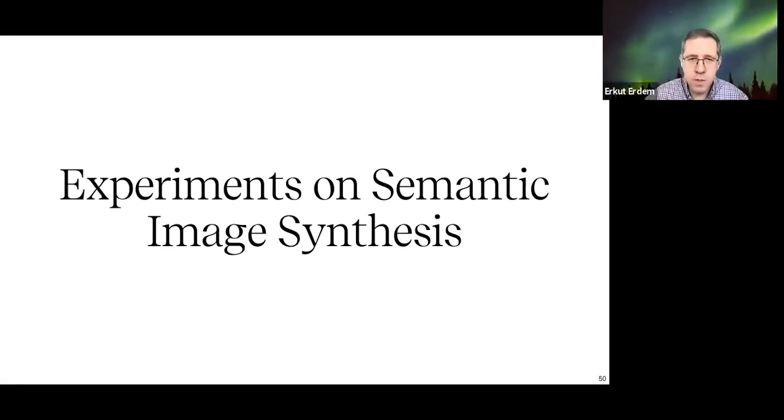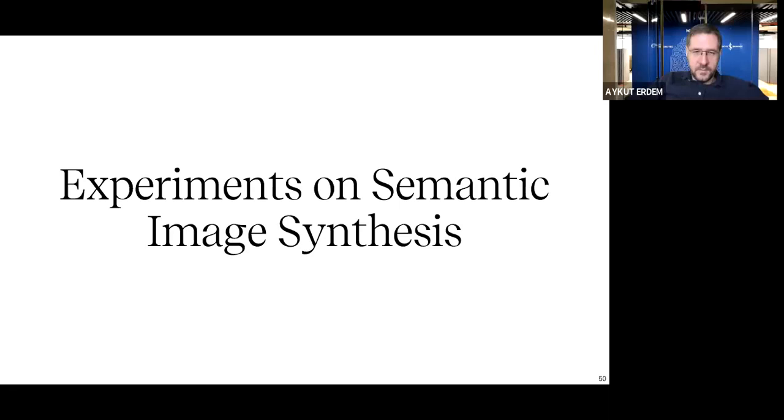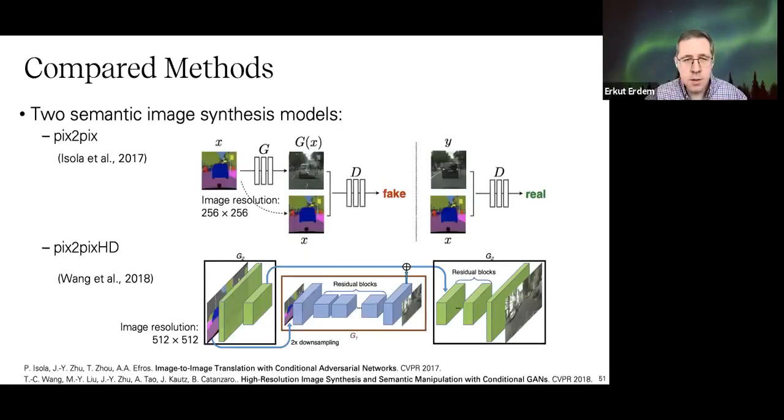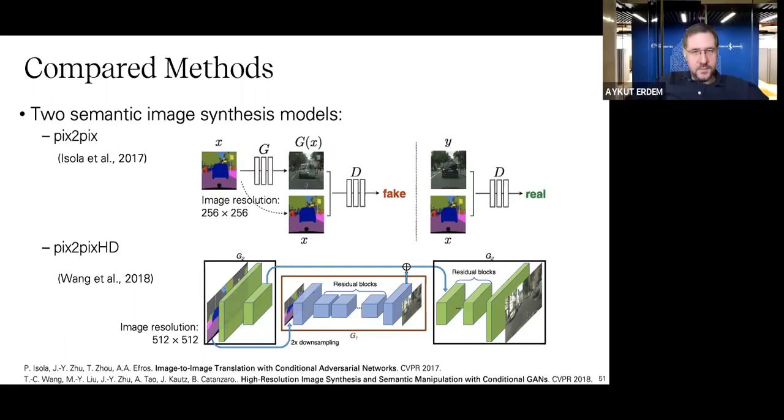In our first set of experiments, we only focused on our semantic image synthesis part, the scene generation network. And as I said, the main idea is, given a scene layout and a target set of attributes, we try to generate the relevant images. So in that sense, it's closely related to the standard semantic image synthesis models. And in our work, we compare the results of our model against two well-known examples, Pix2Pix and Pix2PixHD.